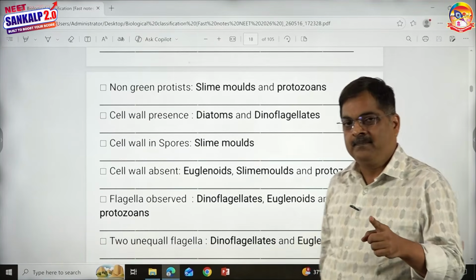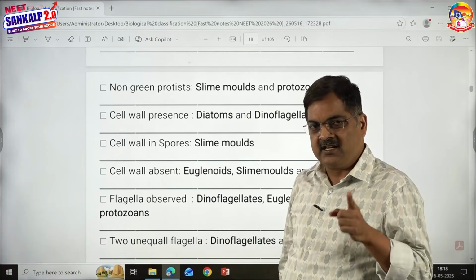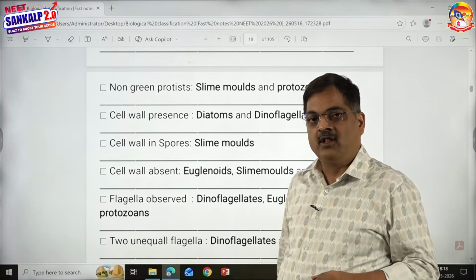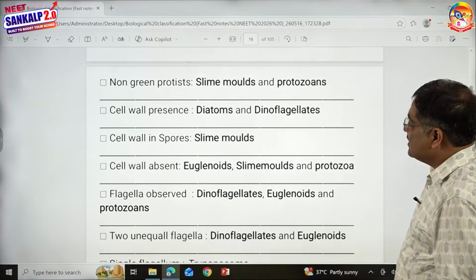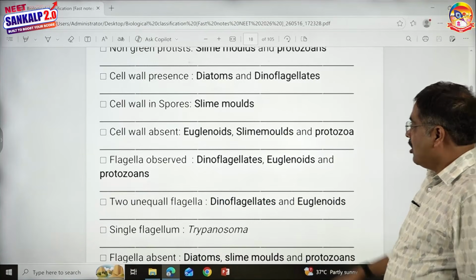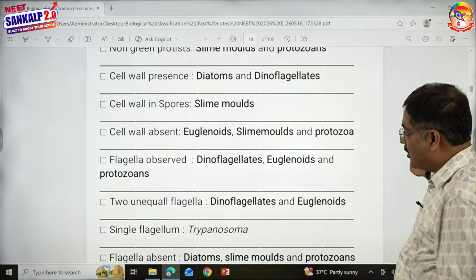I think this table looks easier after we complete Protista, isn't it? I think I was in a hurry to keep this table in front. But anyway, you have read all this, so you can easily go through it and answer it. Cell wall is absent in euglenoids, slime molds, and protozoans. Okay, in slime molds, only in spore is cell wall seen. Otherwise, in Plasmodium, there is no cell wall.